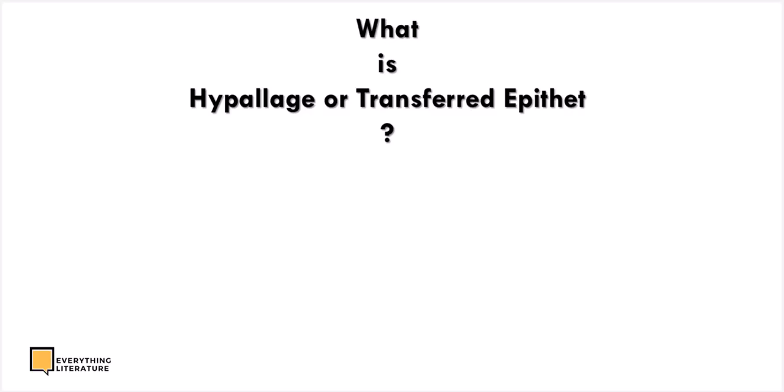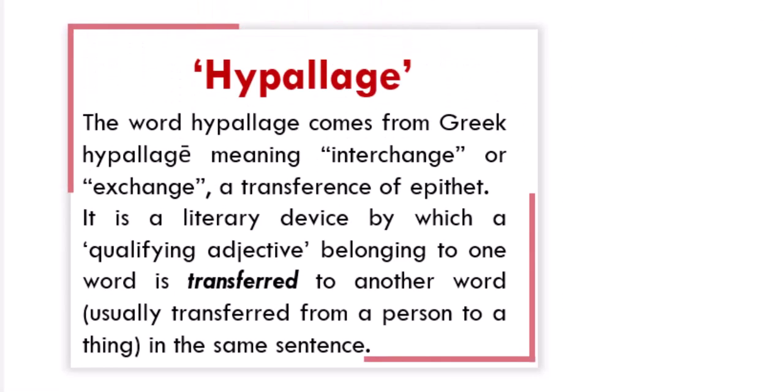What is hypallage or transferred epithet? The word hypallage comes from the Greek hypallagia, meaning interchange or exchange. That is a transference of epithet, which means adjective. It is a literary device by which a qualifying adjective belonging to one word is transferred to another word, usually transferred from a person to a thing in the same sentence.